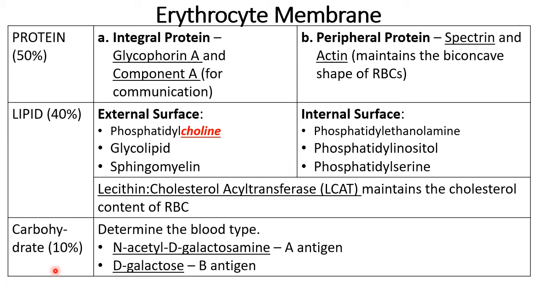Carbohydrates naman, ito ang nagde-determine ng blood type, depende kung anong type ng carbohydrate. Kapag blood type A, meron kang N-acetyl D-galactosamine. Kung may blood type B ka, may D-galactose ka. Kung may blood type AB ka, meron kang both types of carbohydrates. And kapag type O, wala ka nitong types na to.